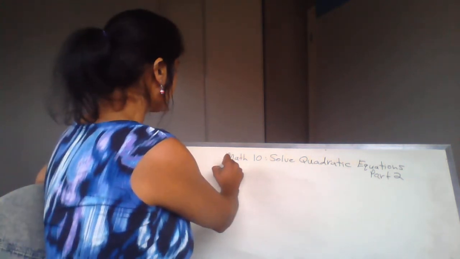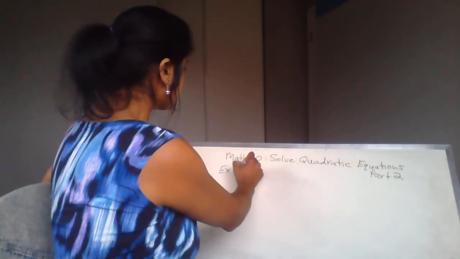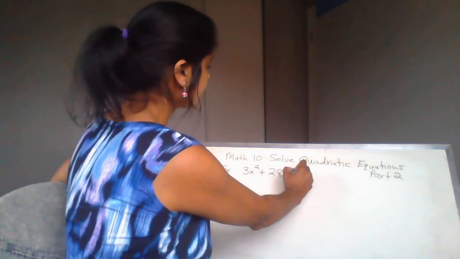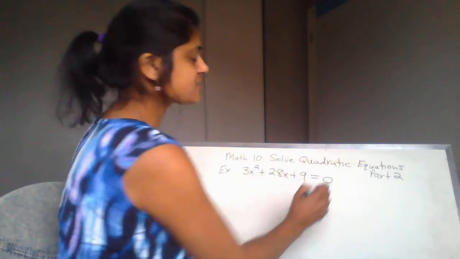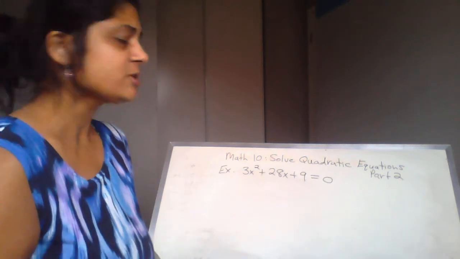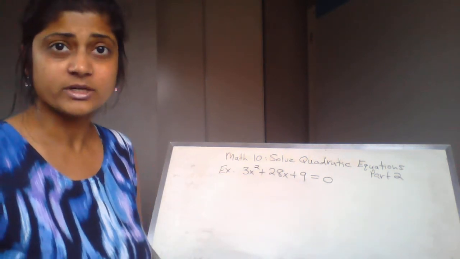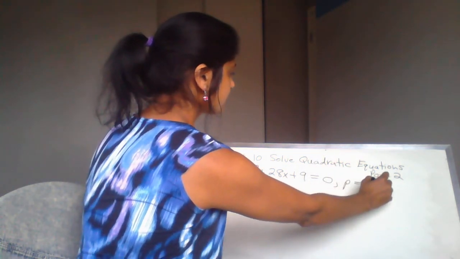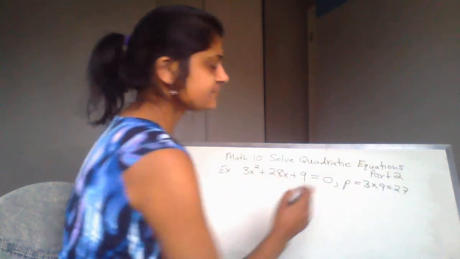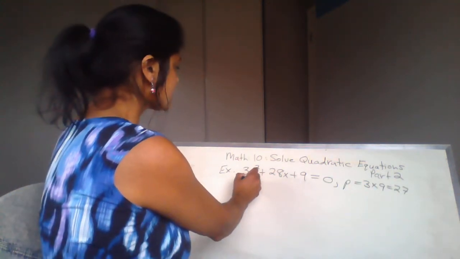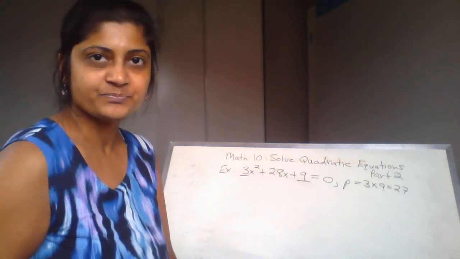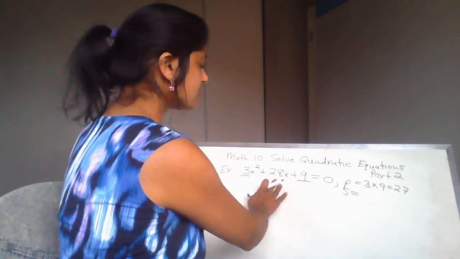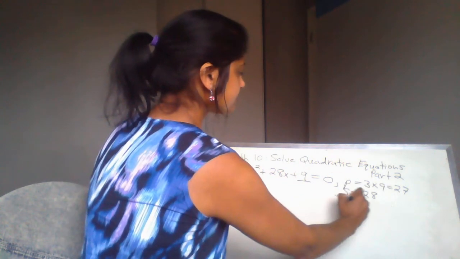Let's try this example here from the textbook. It is 3x squared plus 28x plus 9, and it's equal to 0. One more time, if you see a number in front of the x squared, I have to make sure I am multiplying it. So the product here is going to be 3 times 9, so it's 27. We're multiplying the number in front with the last number within the trinomial. And the sum, when you add the two numbers, is still always the middle number, which is equal to 28.